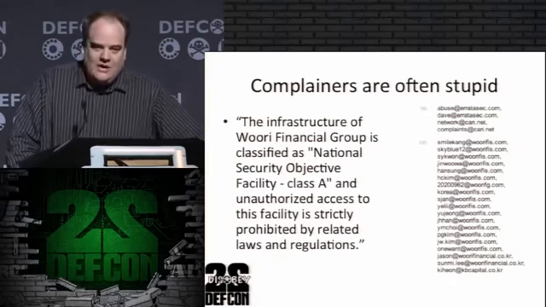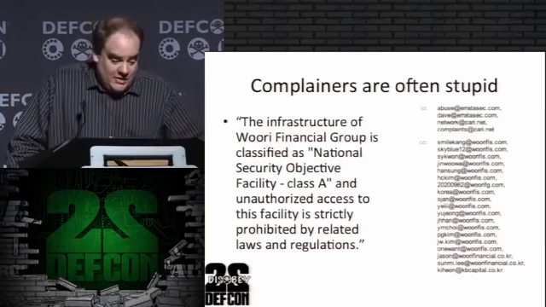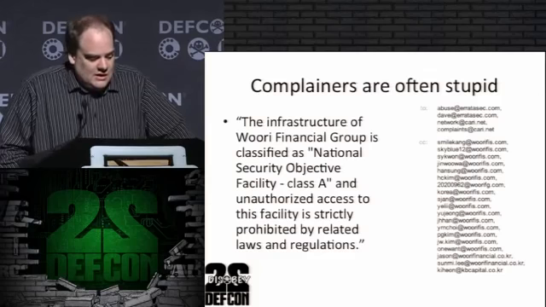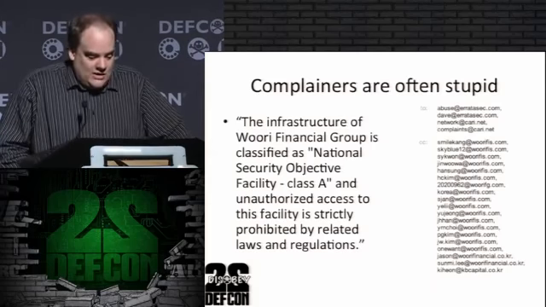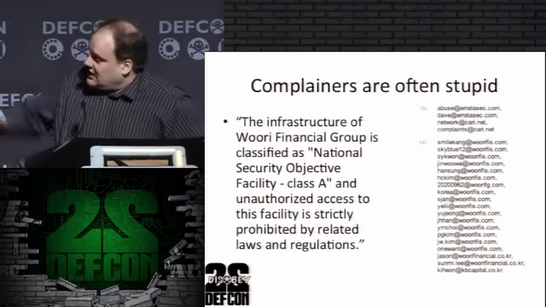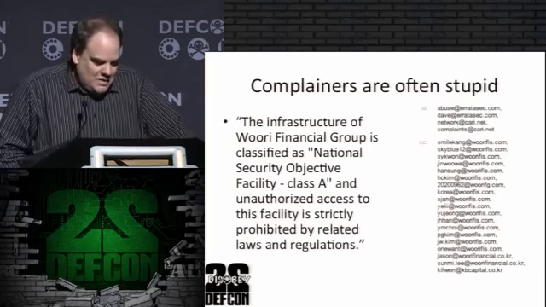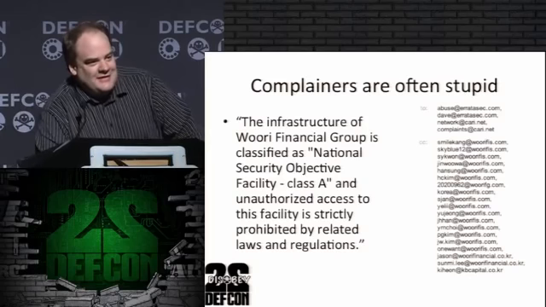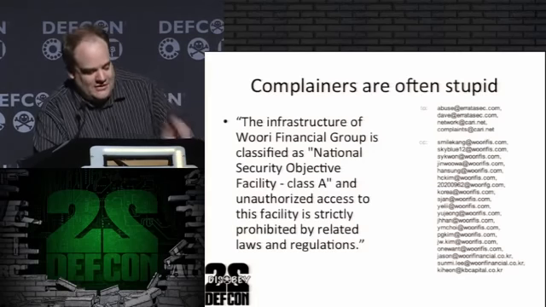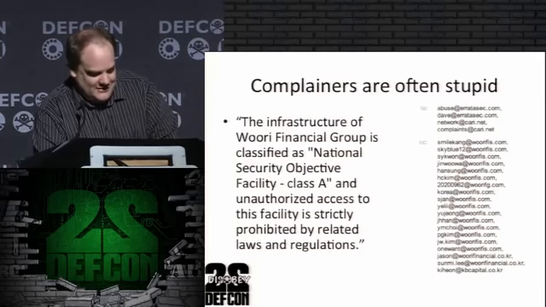One of the cool things is how broken organizations are. There's this WURI financial group, which apparently is classified a National Security Objective Facility Class A, as they repeatedly tell me every time I do a scan. It's in Korea, and I have no idea what that is. But what they usefully do is they CC their entire organization on the abuse emails. Oh yeah. You had one job. So if you want a list of sysadmins to phish for that organization, here's a friendly list that they so nicely give us.